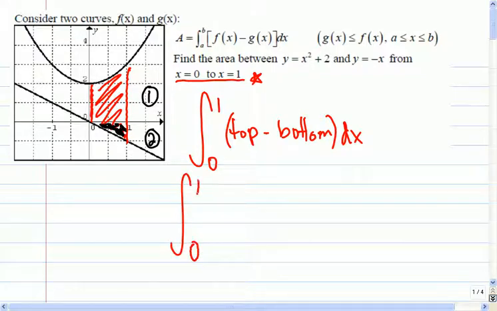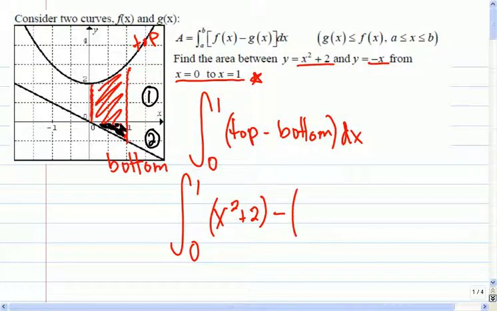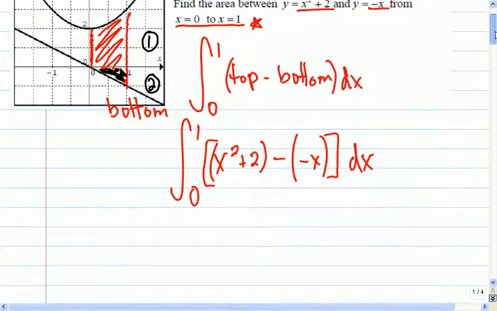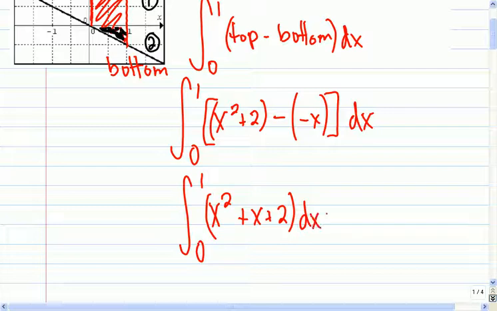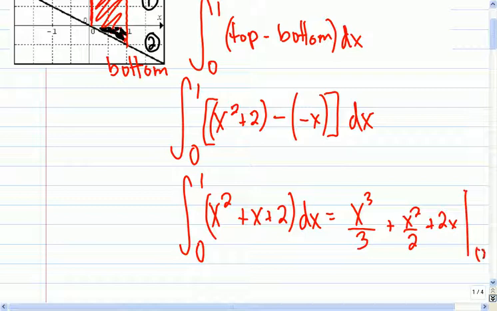This will be the integral from 0 to 1. This is the top function here, x squared plus 2. That's my parabola up top. So x squared plus 2 on top. And I'm going to subtract this one here, which is the bottom, which is negative x. Okay, so that will give me that shaded region between the two curves. And if I collect my like terms from 0 to 1, that'll be x squared plus x plus 2 dx. So that'll be x cubed over 3 plus x squared over 2 plus 2x from 0 to 1.